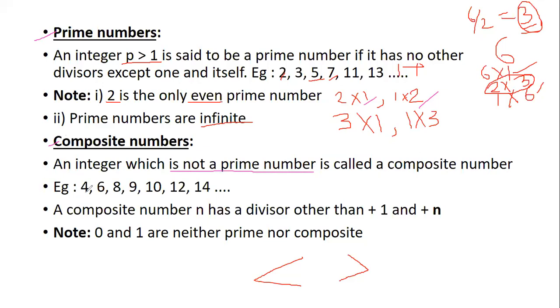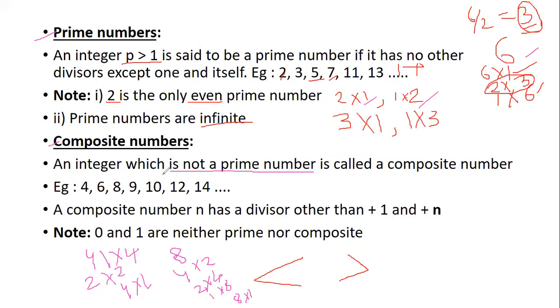Now, if you take 4, what all divisibility will you get? 2 2s are 4, then 4 1s are 4, and 1 4s are 4. Right? And if you take 6, I already gave you an example here: 6 1s are 6, 2 3s are 6, 1 6s are 6. Same thing for 8: 4 2s are 8, 2 4s are 8, 1 8s are 8, 8 1s are 8. So you have so many options for 8, right?